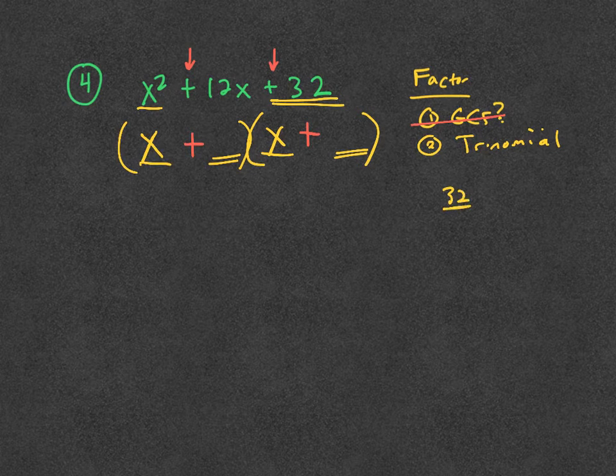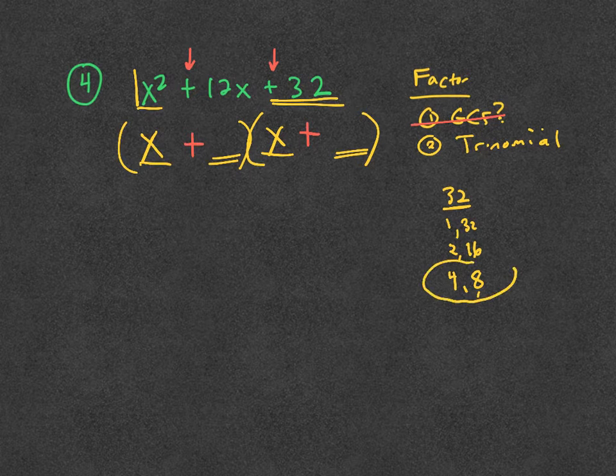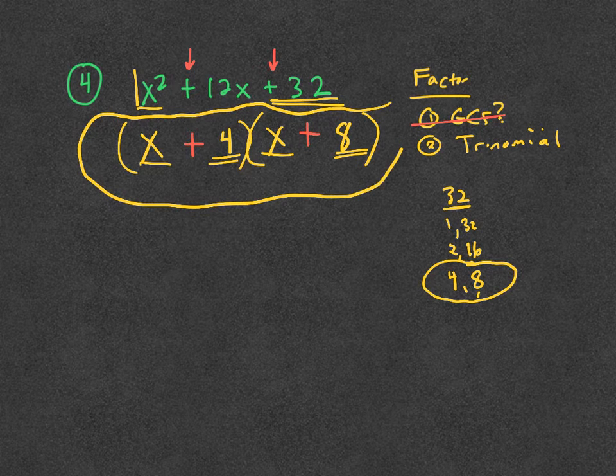So you might make a list of things that multiply to be 32, 1 and 32, 2 and 16. 3 doesn't go in, 4 and 8. 5 doesn't go in, 6 doesn't go in, and 7 doesn't go in. Then you're back up to 8. So this is a whole list. And since we've got a 1 out front of the x squared, we can just look for a pair that adds to 12. 4 and 8 multiplies to 32, also adds to 12. And that's all there is to that.